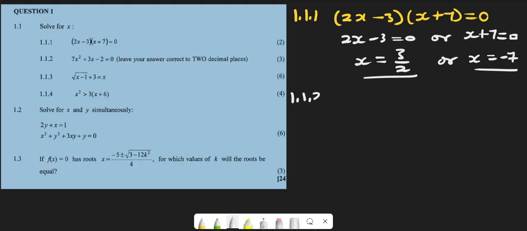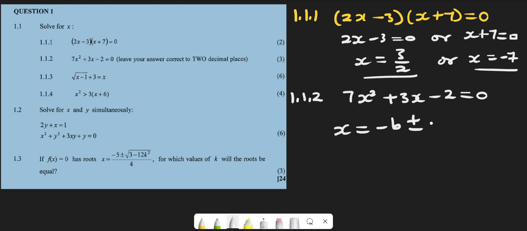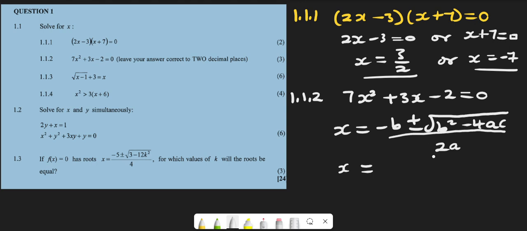On 1.1.2, we are given the quadratic equation, which is 7x squared plus 3x minus 2 equals 0. And the statement told us that we have to leave our answer to 2 decimal places. So meaning that we are going to use the quadratic formula for finding the roots, which goes like this: x equals minus b plus or minus the square root of b squared minus 4ac, and then we are going to divide everything by 2a. So for this formula, you can go back to your data sheet and take the formula as it is.